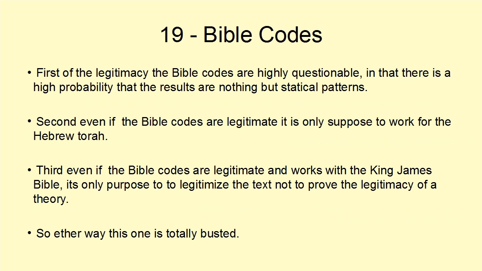First of all, the legitimacy of the Bible codes are highly questionable in that there is a high probability that the results are nothing but statistical patterns. Second, even if the Bible codes are legitimate, it's only supposed to work for the Hebrew Torah. Third, even if the Bible codes are legitimate and work for the King James Bible, it is only supposed to legitimize the text, not prove the legitimacy of a theory. So, either way, this one is totally busted.